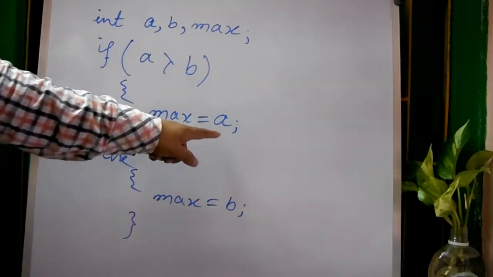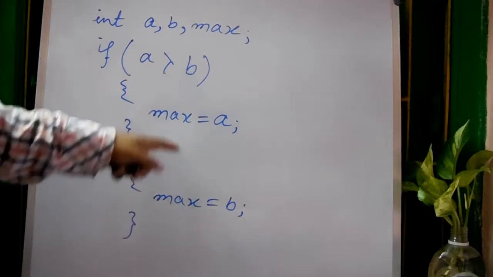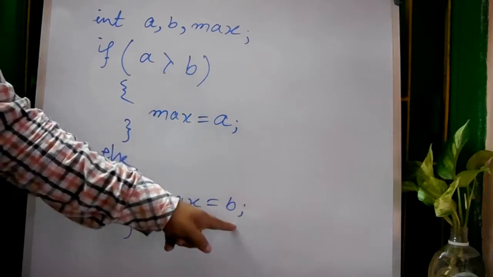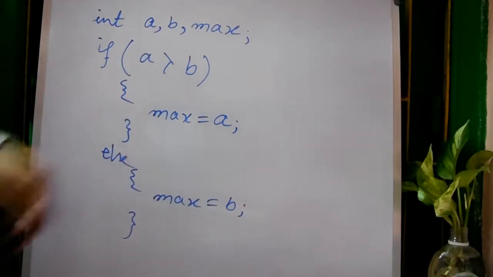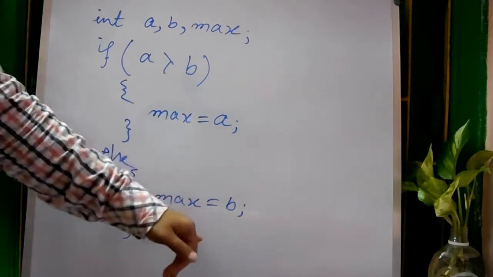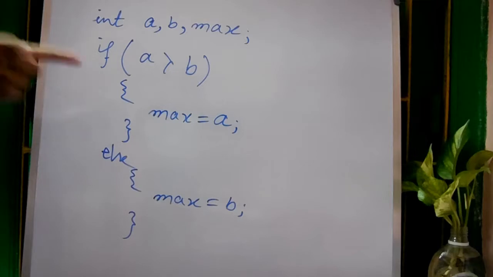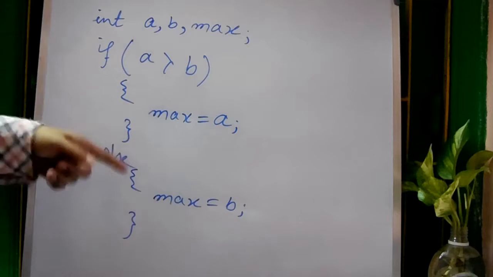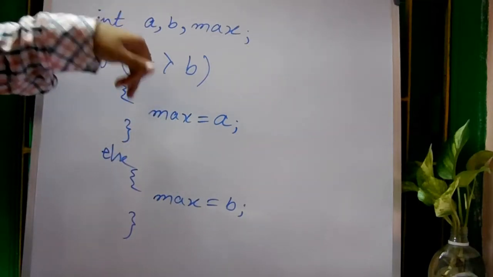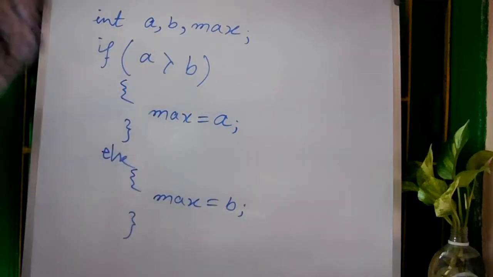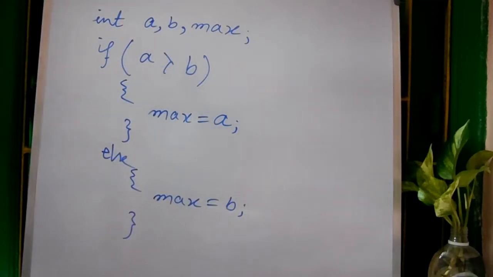So remember, both a and b will not be held, because max is being initialized two times with two different values, that is a and b. The two variables' values will not be held together, because either a will be greater than b, or b will be greater than a. So if a is greater than b, then max will be a, otherwise max will be b. That's all. So this is one example I have given you.